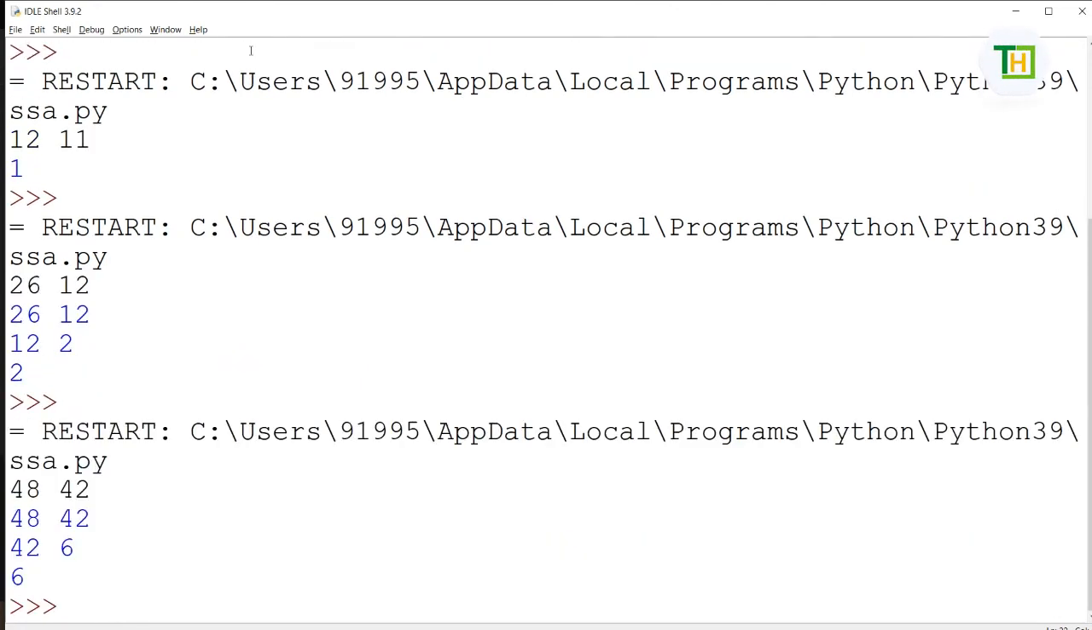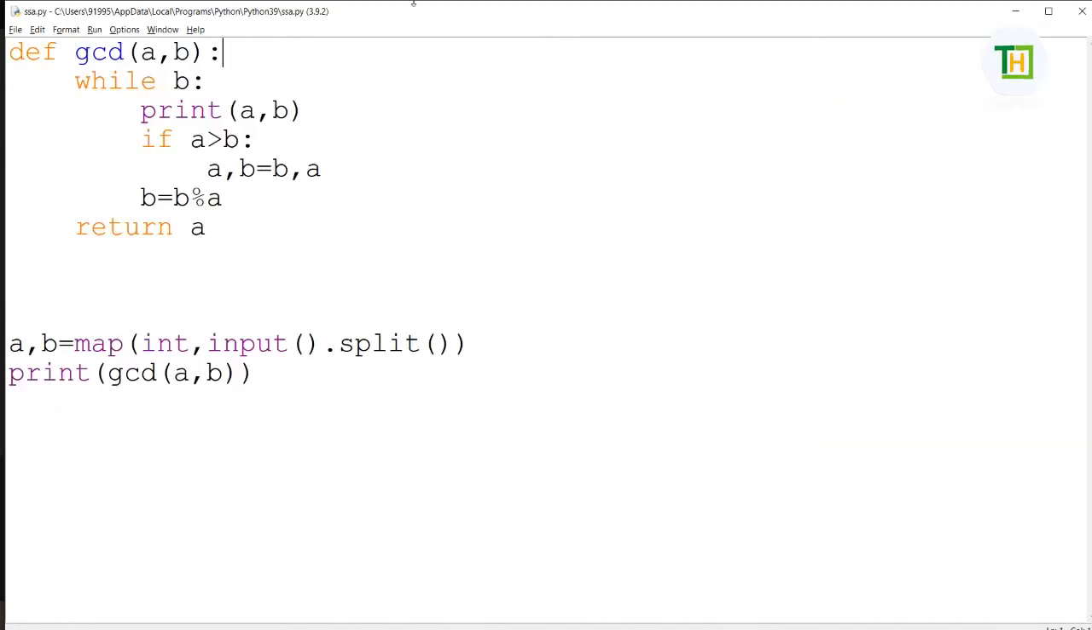48 and 42, the answer is going to be 6. I will explain. 48 and 46. Just observe here. The first value is 48 and the next value is 46. Now coming into this position, while B, while 46. Only 0 represents false. Any positive or negative number indicates true.